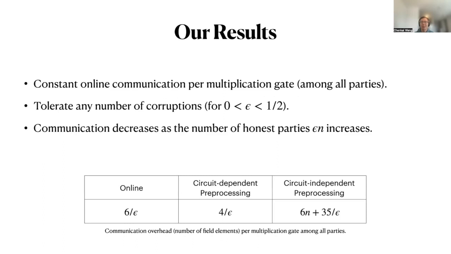For our work, we design an MPC protocol with constant online communication per multiplication gate among all parties. We can tolerate any number of corruptions while this epsilon lies between 0 and 1/2. And the communication of our protocol decreases as the number of honest parties increases. We list the specific communication overhead for the three phases of our protocol: the online, the circuit-dependent preprocessing, and the circuit-independent preprocessing. From these numbers, we can see that the communication is indeed decreasing as epsilon increases, which is the percentage of the honest parties.